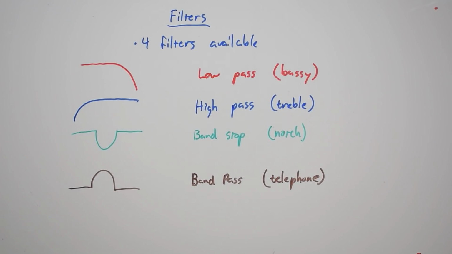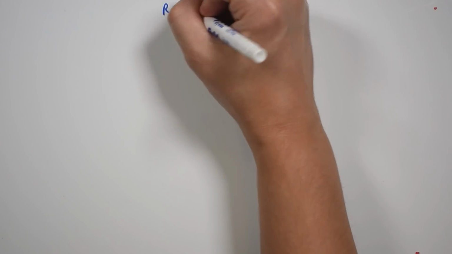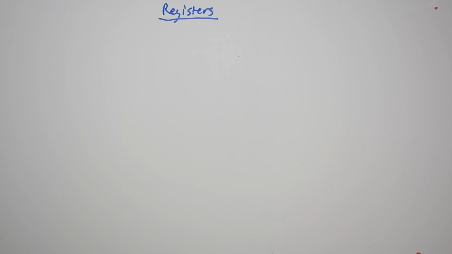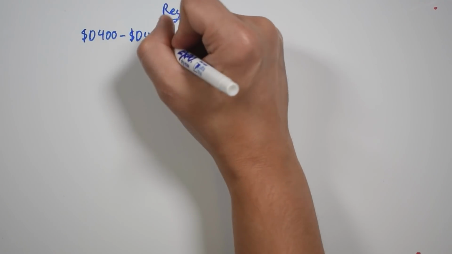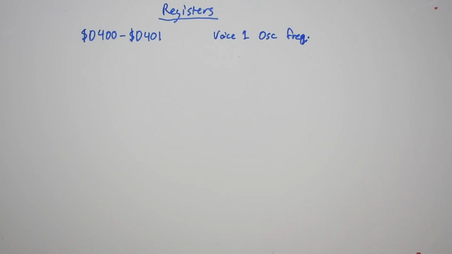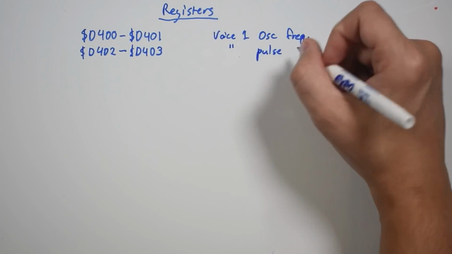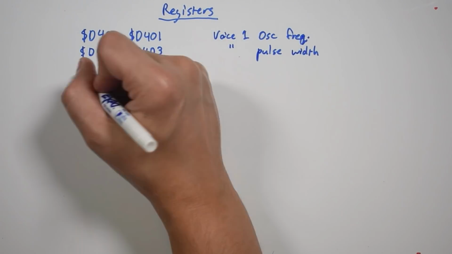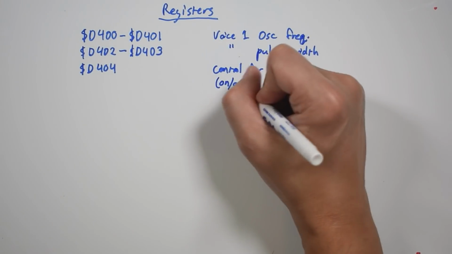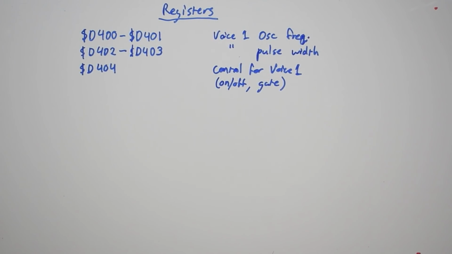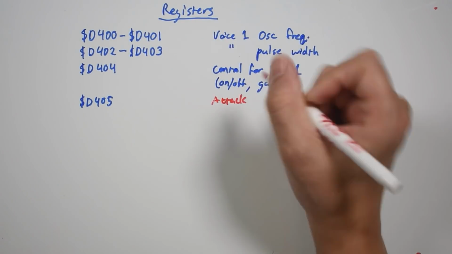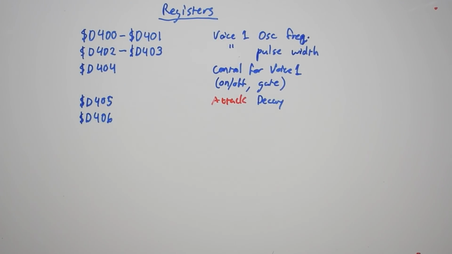The SID has a small number of registers per voice that we have to be concerned about. The first two are voice 1's oscillator frequencies. The next two are the pulse width, or duty cycle, of the square wave. Next comes the control register, which allows us to turn on/off each voice, gate it on and off, and then also choose which wave to use in that voice. The last two registers contain the 4 nibbles that control the ADSR envelope.